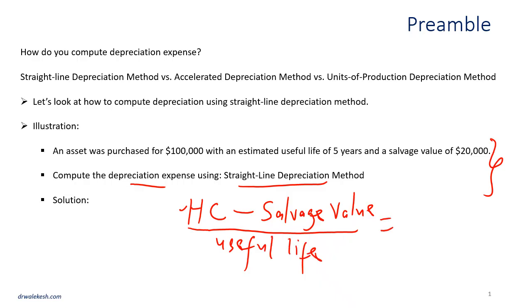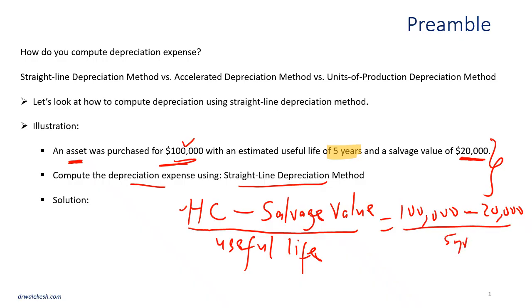The historical cost is the cost at which the asset was acquired or purchased, which is 100,000 US dollars. Then minus the salvage value. The salvage value is 20,000 US dollars, all divided by the useful life of 5 years. That implies that the depreciation expense on a yearly basis will be 16,000 US dollars.